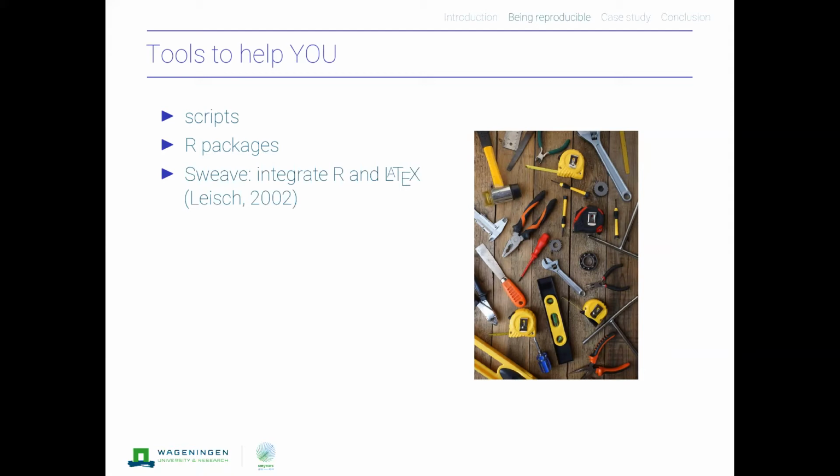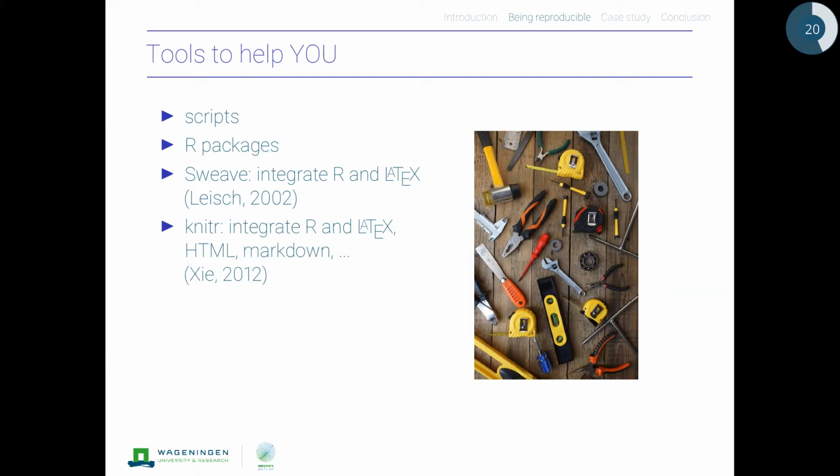One further way to improve things is to integrate your reporting and your calculation. The first system that allowed you to do so was the Sweave system by Friedrich Leisch from 2002, which integrated R and LaTeX. So basically what you did is you made a LaTeX document that also contained R code. In the first compilation step, the R code was translated into LaTeX code, and the second compilation step translated the LaTeX code into something like PostScript or PDF.